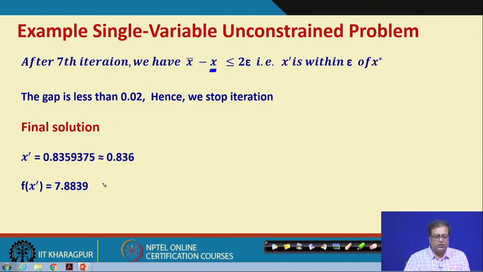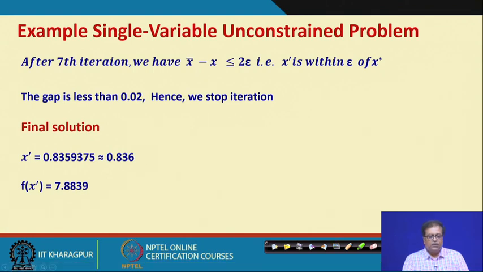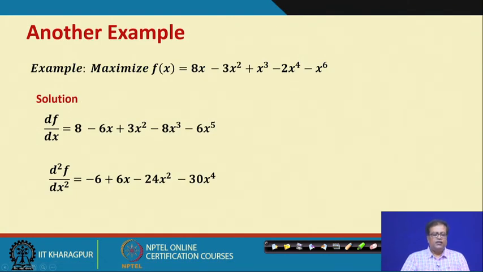0.8359375. So, these two, x dash and x underline, we take the average again, and we get x dash as 0.833 and the function value becomes 7.8839. So, this is how through an iterative procedure we can obtain the optimal solution, right. So, let us take one more quick example, so that we understand our process very easily.